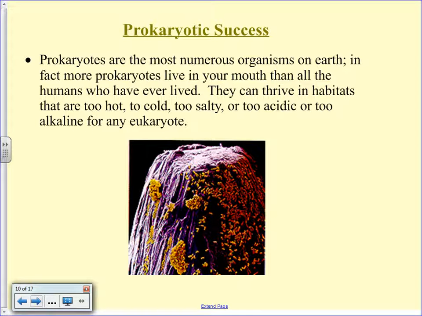All right, and to give you an idea of how many bacteria there can be, there are more prokaryotes in your mouth right now than all the people who have ever lived. Not the people on Earth right now, all the people who have ever lived. So that's like 12 or 14 billion, something like that. It's a lot. Pretty disgusting. Think about that the next time you're going to kiss somebody.